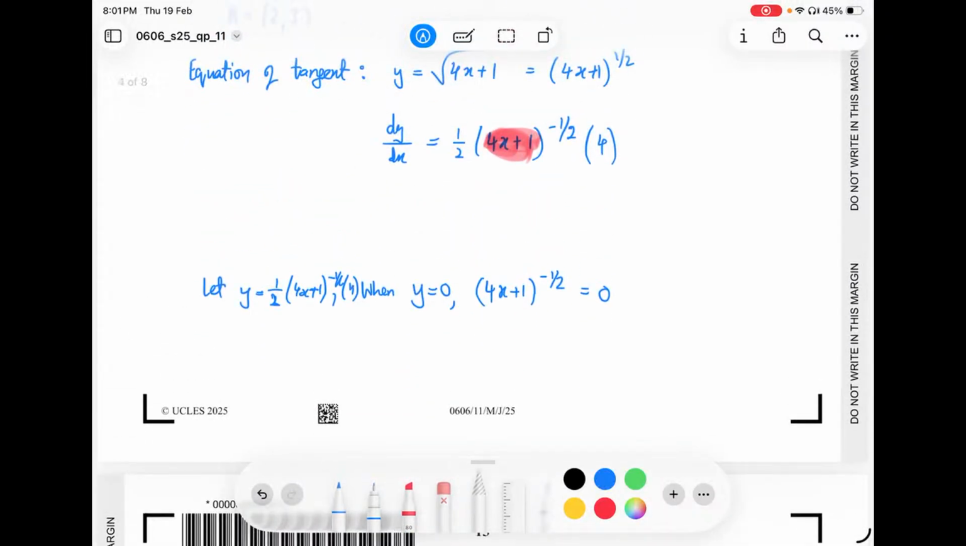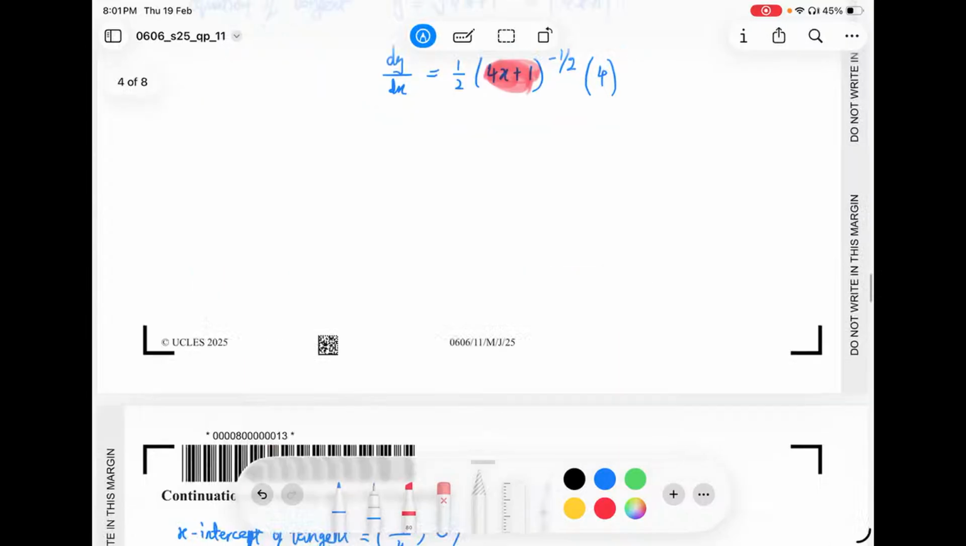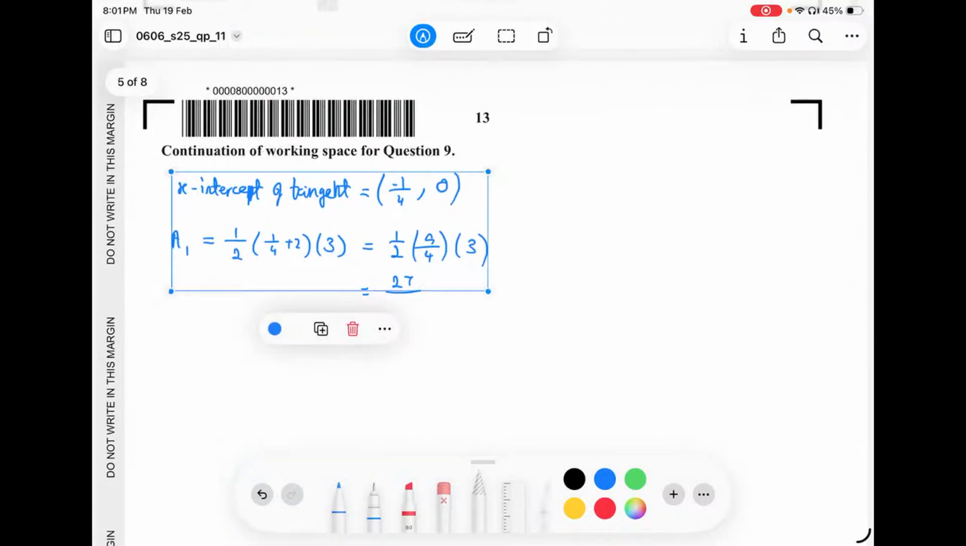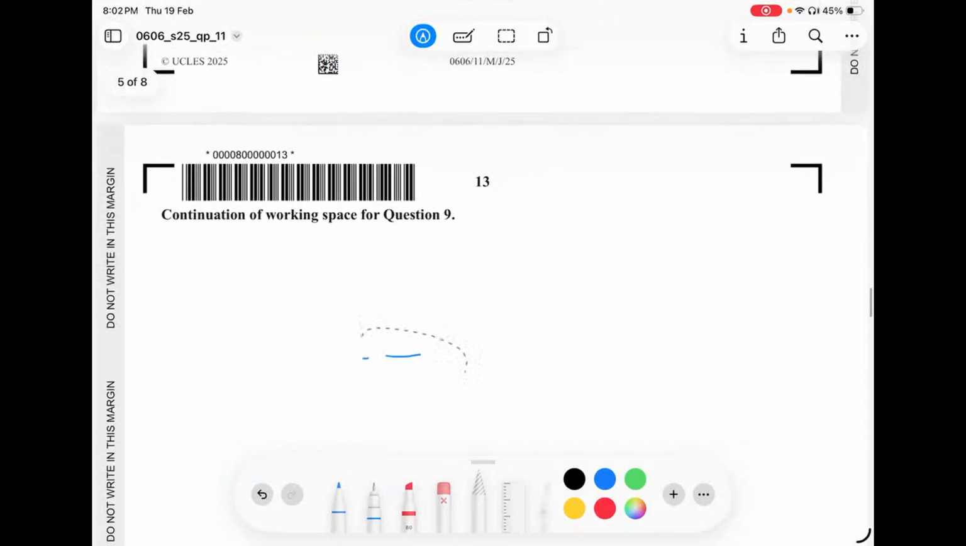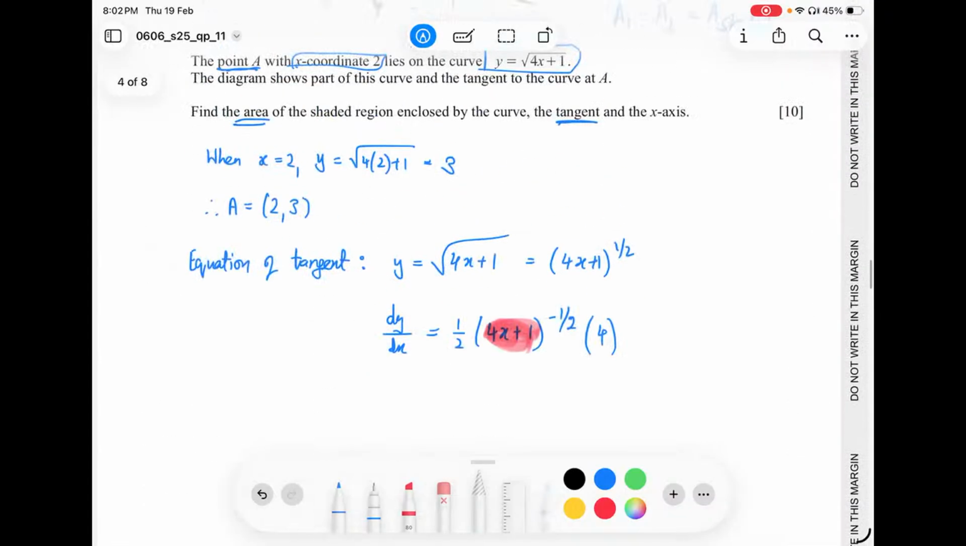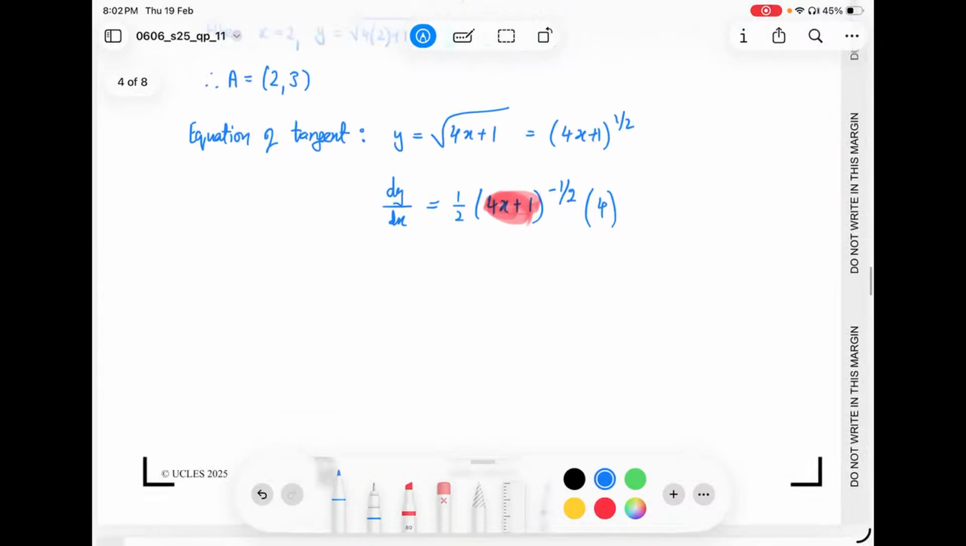Oh, okay, yeah, sorry. So this is basically not the equation of the line. It's going to be the gradient of the line, sorry. So this is basically the gradient. Okay, that's where I made the mistake. So that's going to be the gradient of the line.